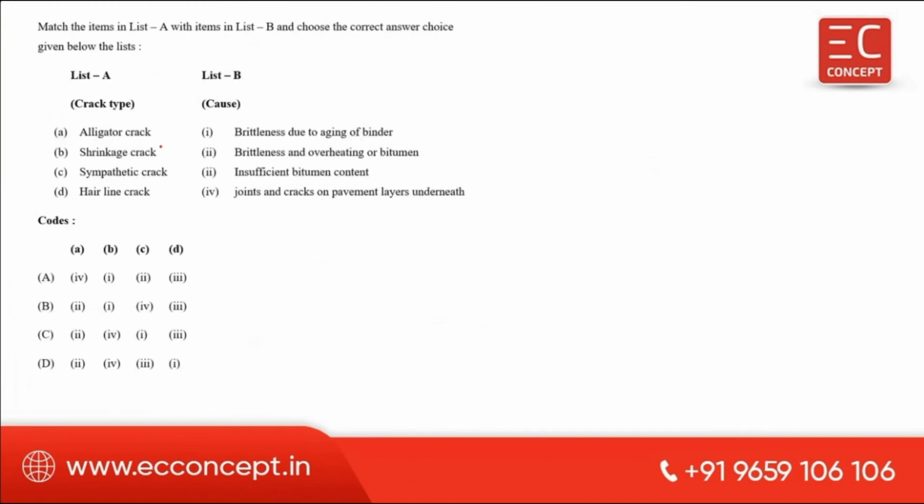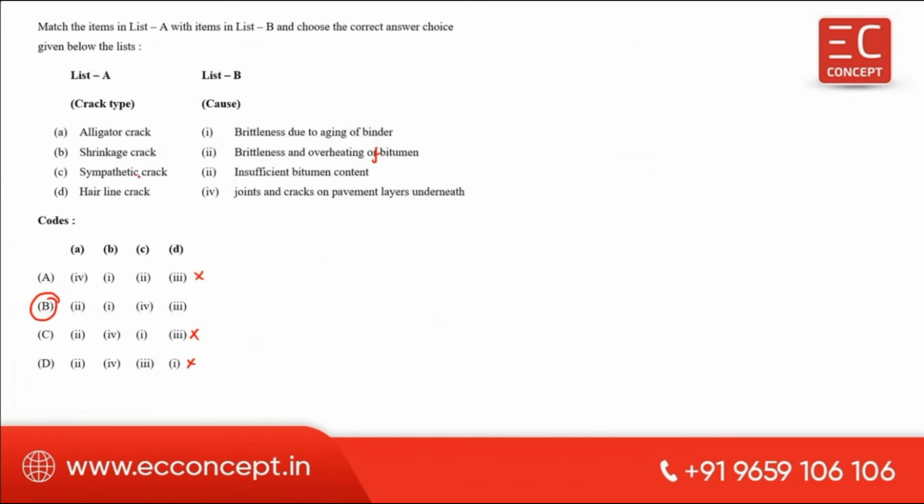Okay. Next one. So this is match the list 1 and list 2. The alligator cracks. So the best option, the alligator crack, is the brittleness and overheating of bitumen. Okay. So this is the answer. So A matches with the 2. What are the options matching with the 2? So except this, all are matching. Then the shrinkage crack. Shrinkage crack is brittleness due to aging of binder. So this one is 1. Therefore option B is correct. You can ignore these 3. So elimination technique: alligator crack, brittleness and overheating of bitumen. Shrinkage crack is brittleness due to aging of binder. And the rest of the things you don't want to do it.